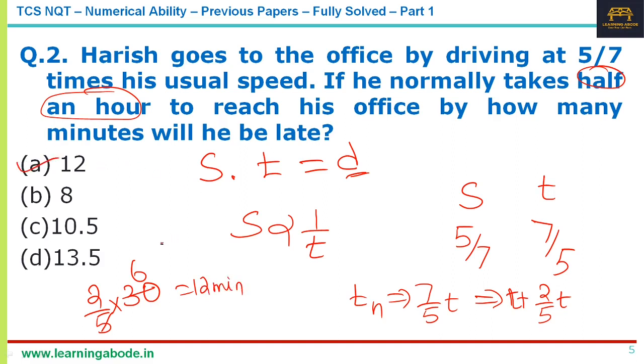Again, as I said for the previous question, there are other methods here, but that is probably pretty confusing at this point of time. So for this question, I think this method is fine. Speed and time are inversely proportional when the distance is constant. So if speed is 5 by 7, the time is 7 by 5th. We can use that and get the answer. The answer is 12 minutes.